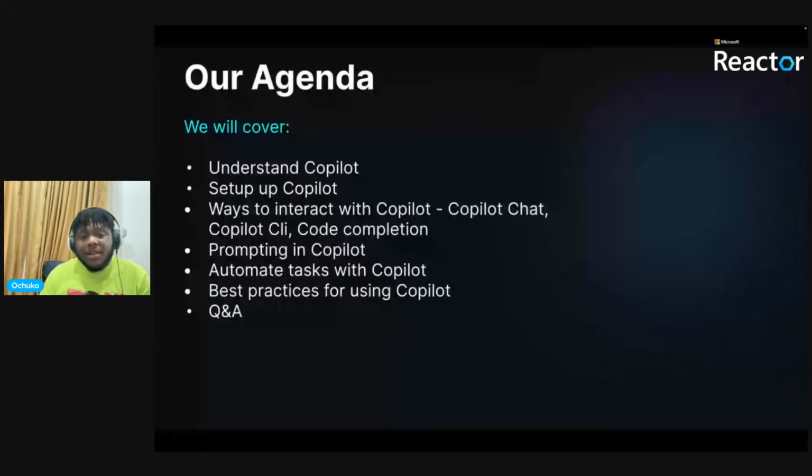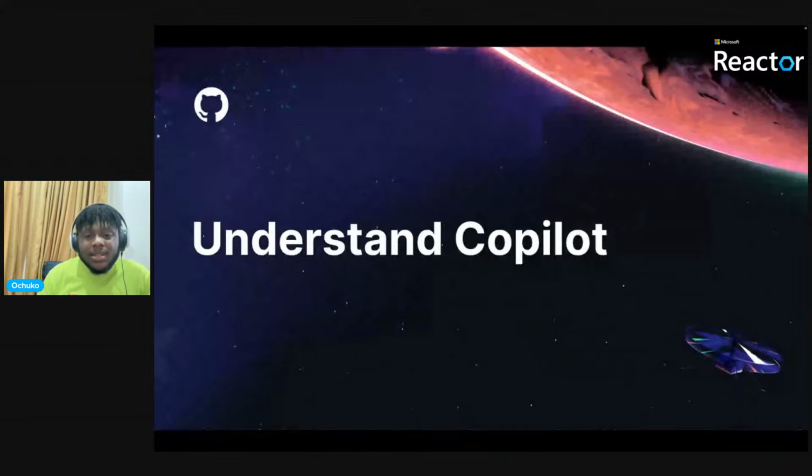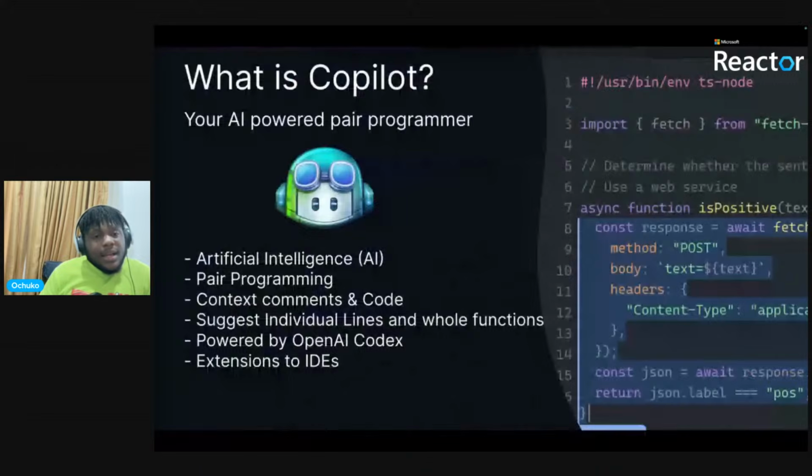So understanding Copilot. First question is, what is Copilot? So yeah, Copilot is an AI-powered pair programmer that basically assists developers to make their work easier, faster, and better. So yeah, it's powered by AI, which is something that is popping right now in the tech space, and really exciting to see how that contributes to developer work and productivity.